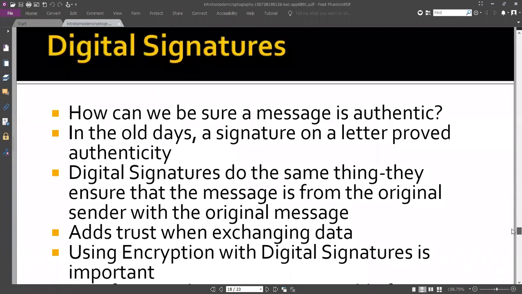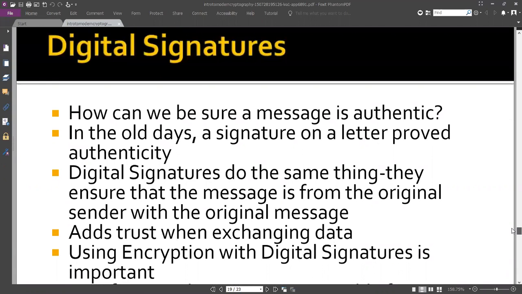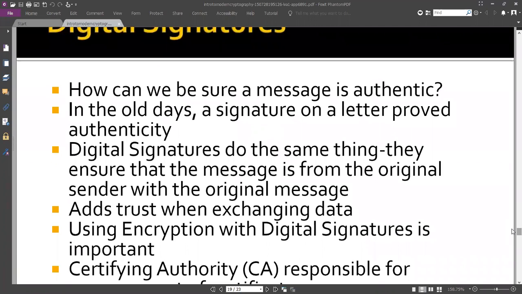So these are digital signatures. Yesterday I showed you a digital certificate for a website in cPanel. A question arises: how can we be sure that a message is authentic? In olden days, people used to sign and put a stamp on a letter. There was a king's stamp, a king's signature.